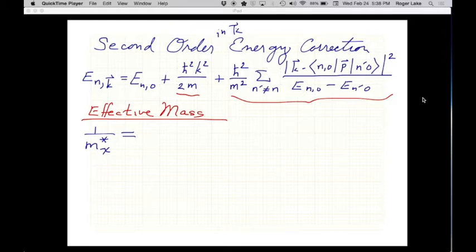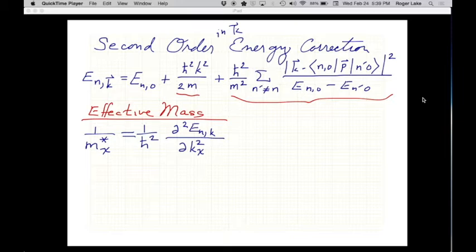That's going to equal 1 over h bar squared, d squared E, d k x squared. Again, n is the band index, so you'd have a different effective mass for each band. That would be the effective mass in the x direction. And you can have a different one for y, a different one for z, if your dispersion is different. Curvature is different in x, y, and z.